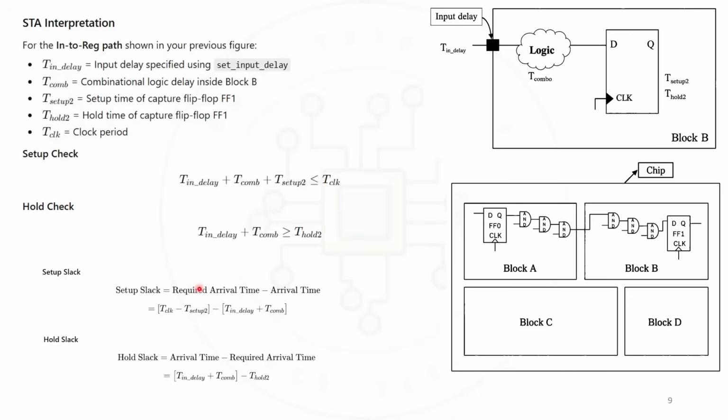So this is how we calculate setup and hold, as I have told you. Setup is required time minus arrival time, and hold is arrival time minus required time. For required time it is total time period minus T setup, and for arrival it is input delay followed by combinational logic. Whereas for hold, it is arrival time minus required time. Arrival time is again the same, input delay plus T combo, minus hold time from this particular flip-flop. So this is how we calculate input to register setup and hold slack.